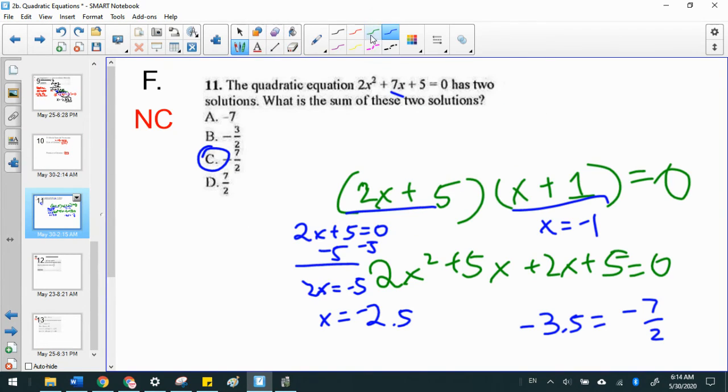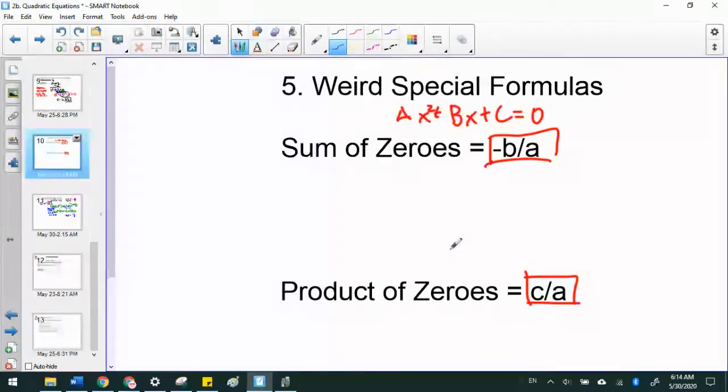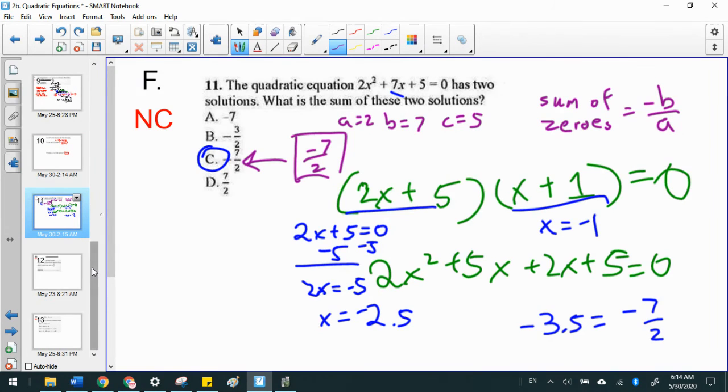Because if I use that approach on this problem right now, a is 2, b is 7, c is 5, and the sum of zeros is equal to negative b over a. I will get -7/2, which, oh snap, is our solution, and that method took me 10 seconds. So these two formulas don't come up often, but it definitely pays to have them memorized. And with that, we're going to try our two tough problems of the day.